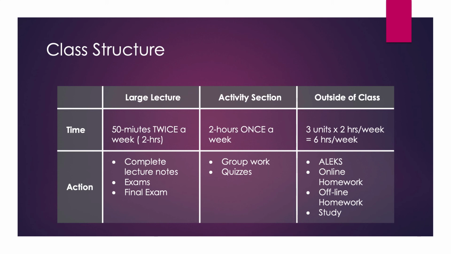The third component. This is a 3-unit class, and if you have 3 units, you're considered to need 2 hours per week per unit, so in our case, 6 hours a week, just to get a C in the class. It's this time outside of class where you will be completing your ALEX online homework, which is WebAssign, your offline homework, and studying for exams.